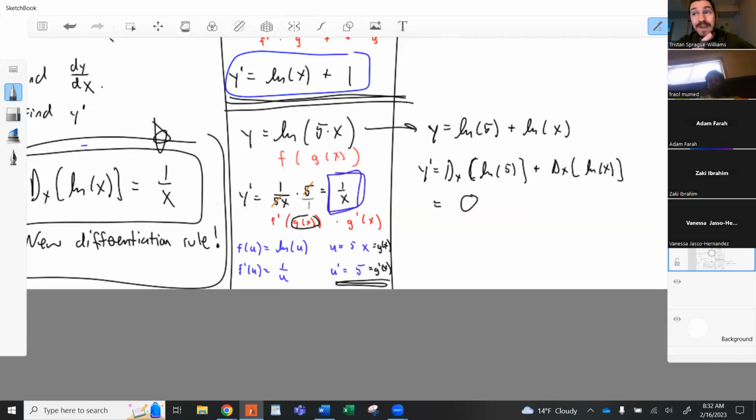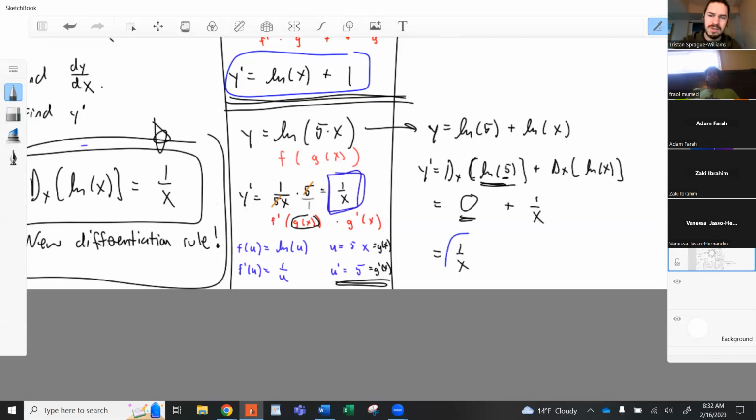Was anybody thinking 1/5? It's tempting. It's tempting because the derivative of the natural log of x is 1 over x, but this isn't the natural log of x here. This is the natural log of 5. The whole thing is just a constant. This is just 0. So then we have 0 plus 1 over x, and that's still 1 over x.